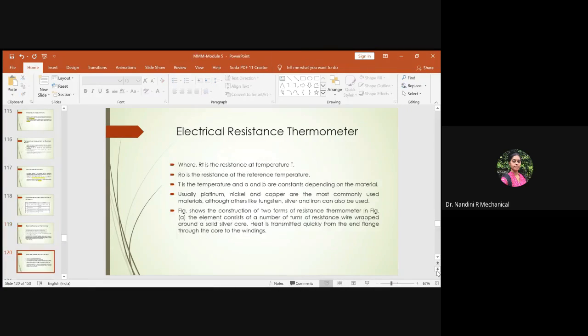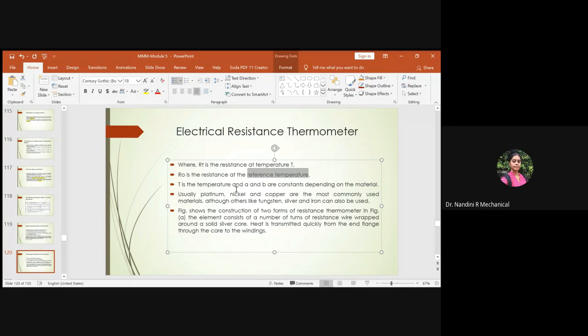What do you mean by this terminology? Here R_T is the resistance at the temperature T. At a particular temperature T, what is the resistance value? Then R_0 is the resistance at the reference temperature. Usually while taking temperature measurements, you will have some reference temperature. What was the measurement at room temperature? That is the reference temperature.